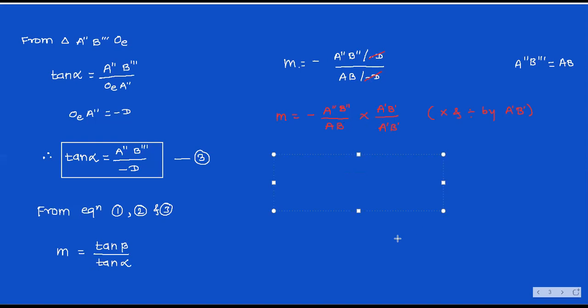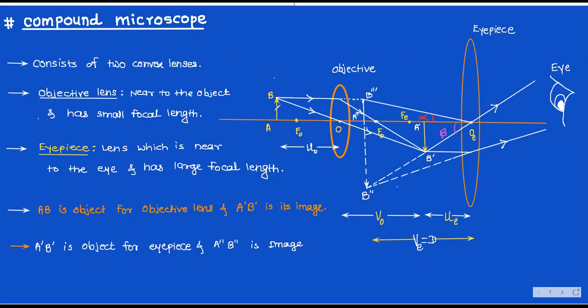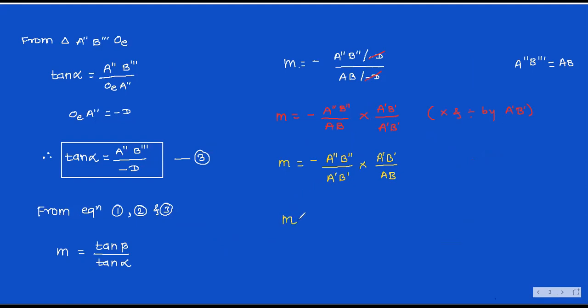If we will separate this, one more step I am doing here so that you will understand. One minute. Now I divided. So I am doing like this now. M is equal to minus A double dash B double dash divided by A dash B dash, into just rearrangement, this A dash B dash divided by this AB. Let's go back to the diagram. Now see, this is object height. This is image height. This is again object for this. And this is its image, right? So therefore, I'm writing like this. This is nothing but minus of ME, that is magnification of eyepiece, into this is magnification of objective.